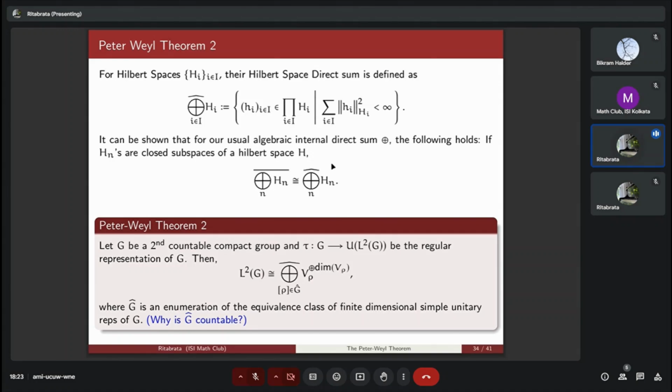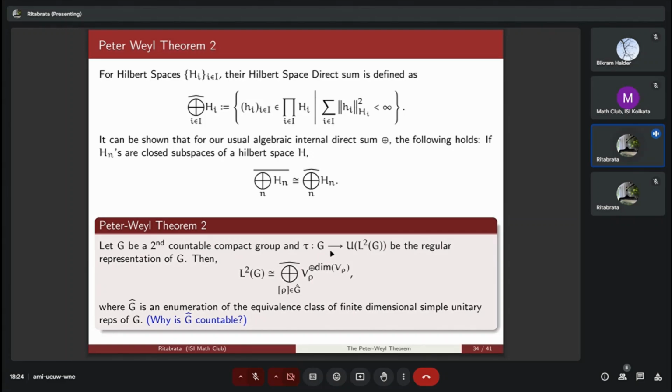Suppose a group has 17 simple parts. In a representation, it is possible that only 3 of the simple parts occur. It's not necessary that all simple parts must occur in the decomposition of any semi-simple representation. But in the decomposition of L2(G), all finite dimensional simple parts occur, and each occurs exactly its dimension many times. This is our second Peter-Weyl theorem. The statement is as follows, and this direct sum is the Hilbert space direct sum. We have a wide hat on top of the direct sum.